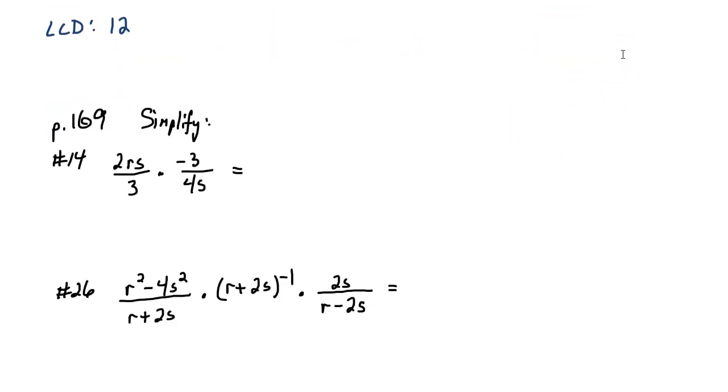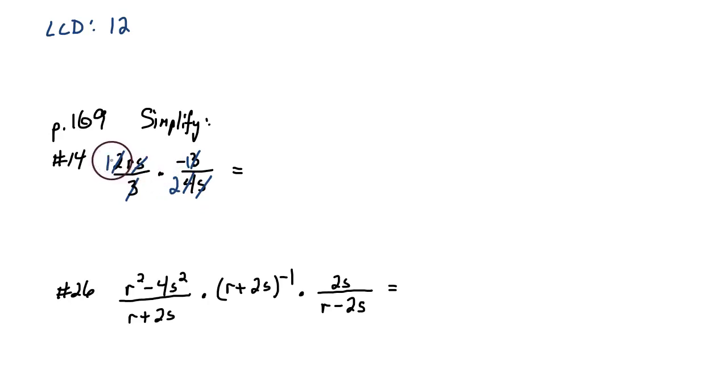Page 169, we were multiplying fractions. This did not take any lowest common denominators. To multiply fractions, you times the top together, you times the bottom. But before you do that, you might look for some reducing. S cancels S. 3 cancels 3, leaving a 1 in there. 2 and 4 reduce as well. 2 goes into 2 once and into 4 twice. I think that's all the reducing.